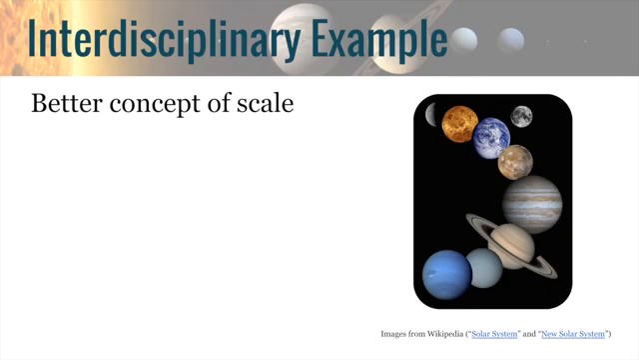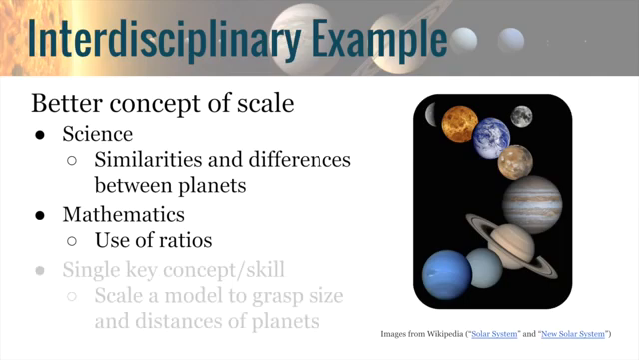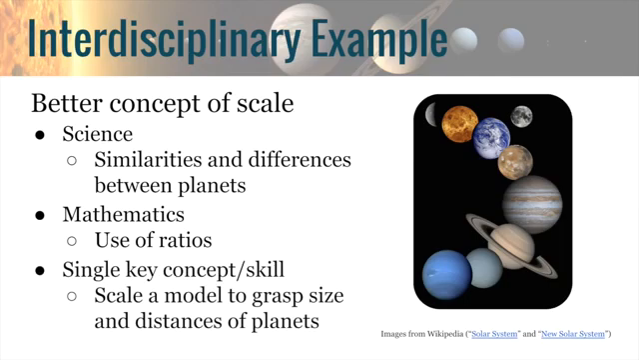The math teacher offers to help by having students scale a model of the solar system by using the ratios they are learning in class. The learning goal of science focuses on the similarities and differences between planets, and the learning goal of math focuses on the ability to apply the use of ratios. Combining these learning goals forms a single key skill, which is to scale a model that helps students grasp the size of planets and the distance between planets in the solar system.